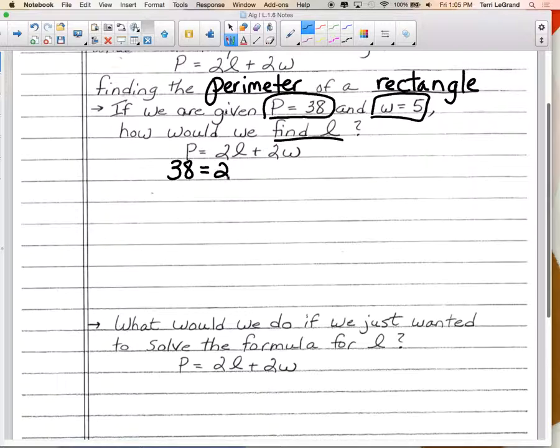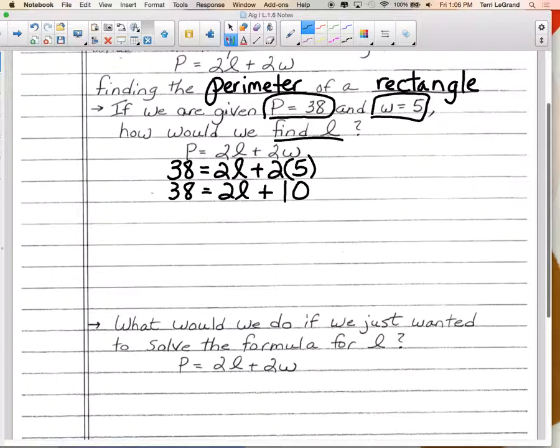The width is 5. They were trying to find L. And 2 times our width, which is 5. So we're going to substitute in, we're going to simplify first, and then we're going to go over solving this. So 38, not much we can do with that. 2L, not much we can do with that. But what's 2 times 5? 10. Now, are we ready to solve that equation?